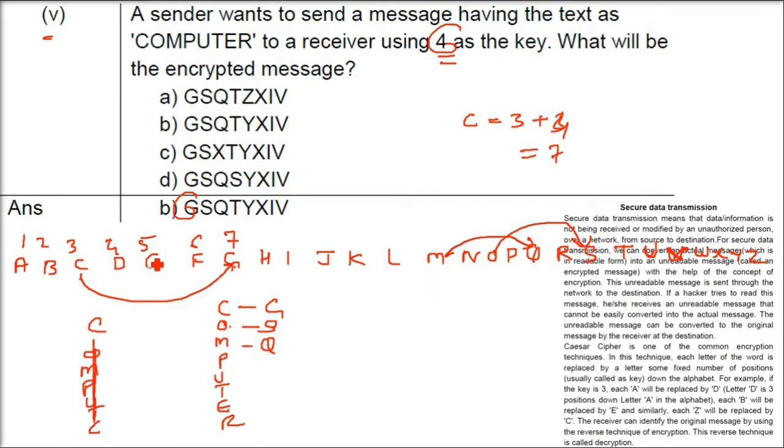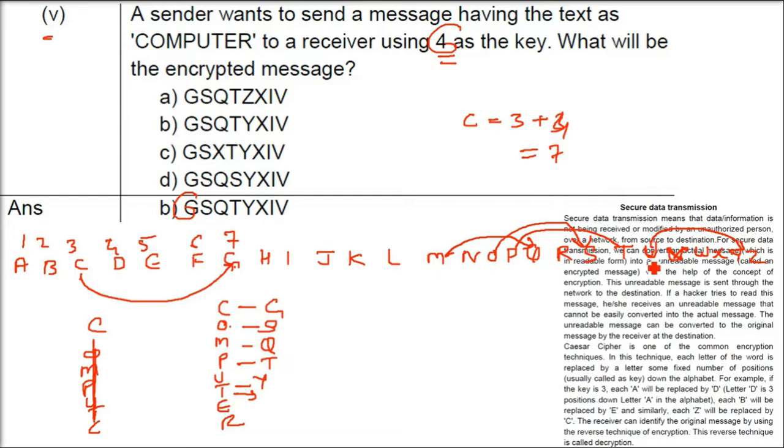Now P, coming to P. Where is P? Here. Leave 3, QRS leave, it will be T. You will replace it by T. Now U. Now U, replace, means leave 3. VWX, it will be Y. It will be Y. And then we have T.